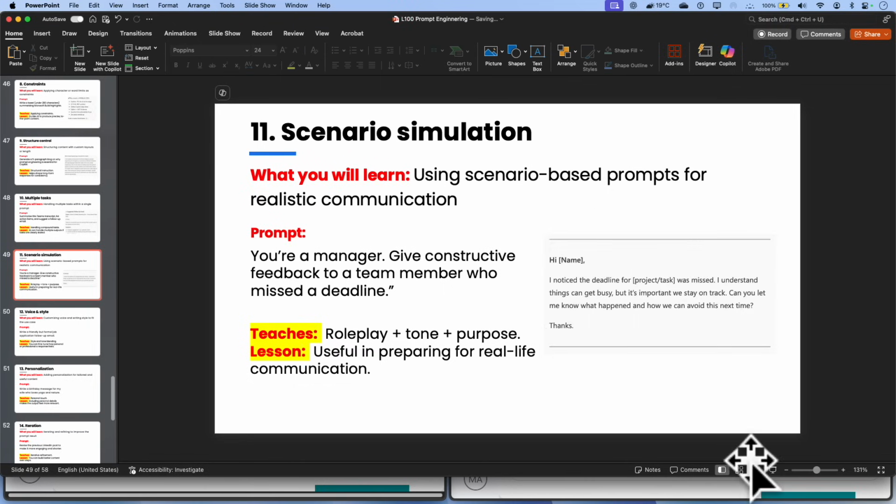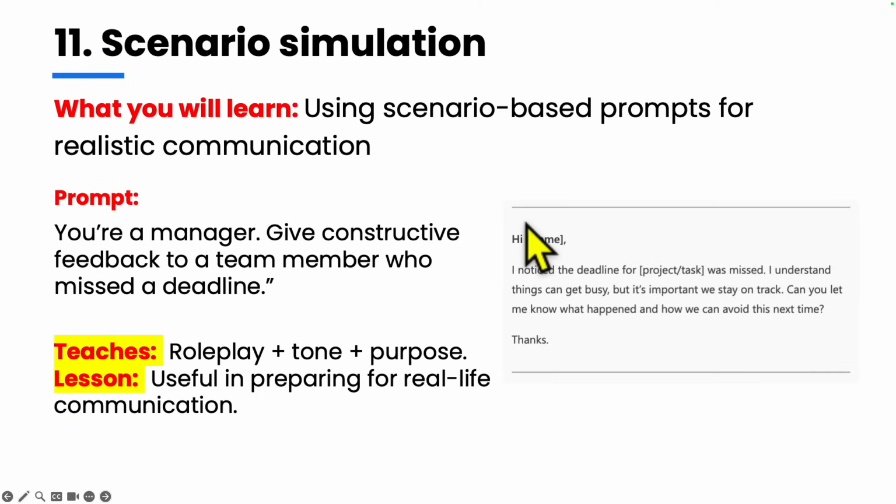Here you can see that there is no name and stuff like that because we haven't provided that context, what project, things like that. If you provide that context, when you get the result, it's going to have all that additional details. So what did we learn? This teaches us the ability for models to understand role play, tone, and purpose. And this is particularly useful for preparing any sort of real life communication outputs.